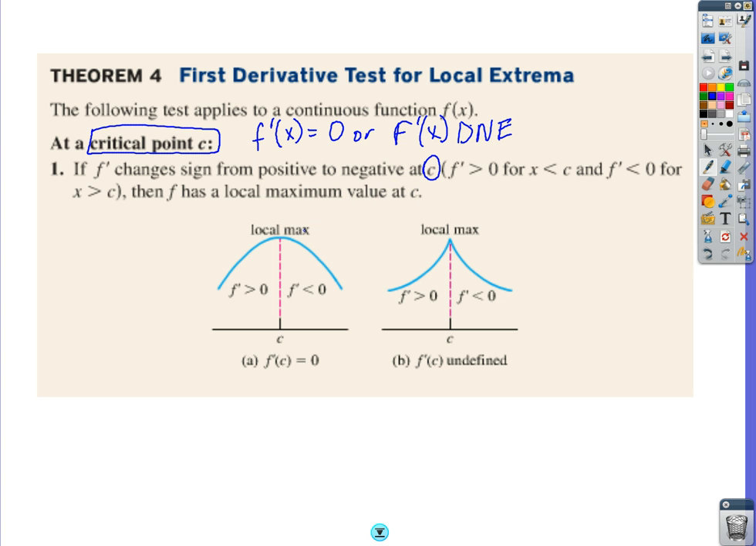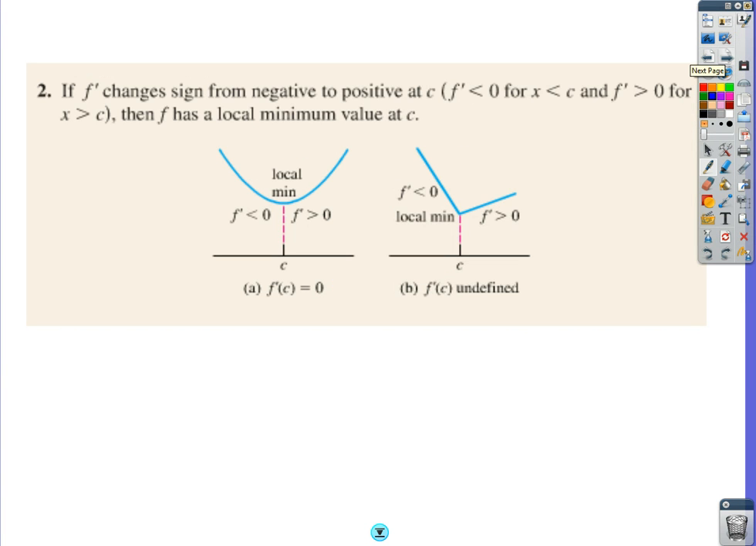And here's a demonstration of that. I kind of talked about that earlier. At that same critical point, if f prime changes sign from negative to positive, again that means f prime is less than 0 and then switches to f prime being greater than 0, then f of x has a local minimum value. Look at this, f prime is less than 0, f prime is greater than 0. That means f of x goes from decreasing to increasing. Notice it also happens here when f prime does not exist, right? Undefined.